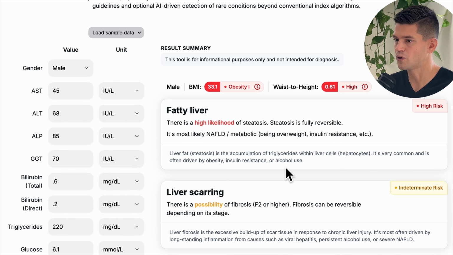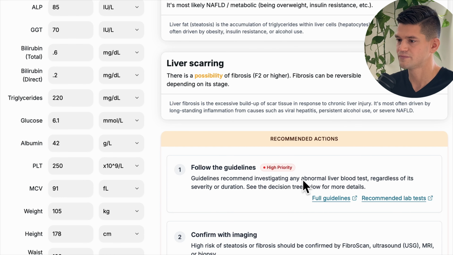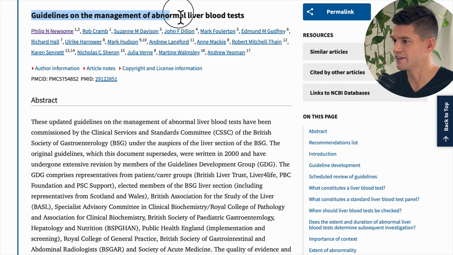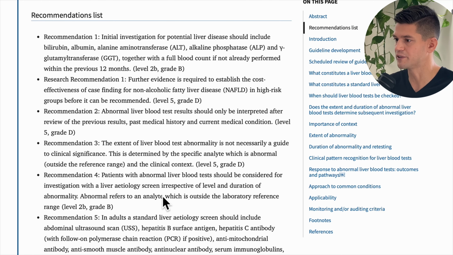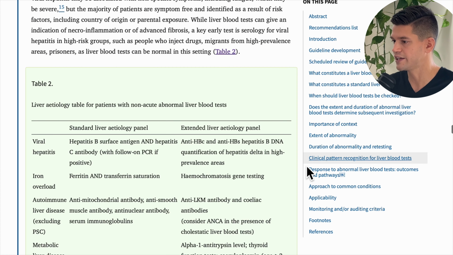So, we have gone through all the interpretations and now it's time to decide what to do with the information. And good news is, there are guidelines for that. The guidelines clearly state that patients with abnormal liver blood test should be considered for investigation with the liver etiology screen, irrespective of level and duration of abnormality. So what's included in the liver etiology screen? You can find it in a table too.